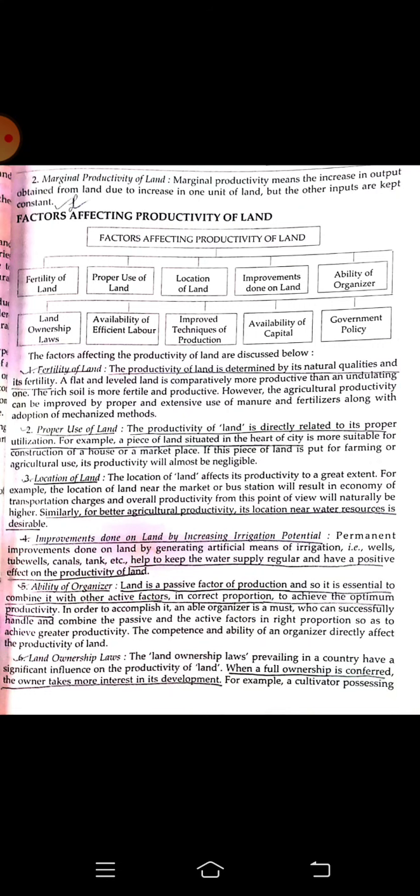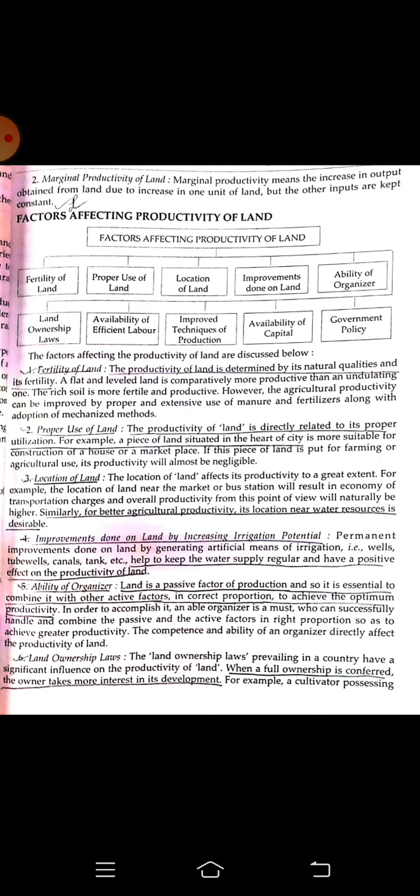Improvements done on land by increasing irrigation potentiality. What is the meaning of irrigation? First, we have to understand this. Irrigation means the artificial way of supplying water to the agricultural fields. So, if irrigation facilities like tube wells, canals, tanks, and wells are developed, then the production of that land will increase.